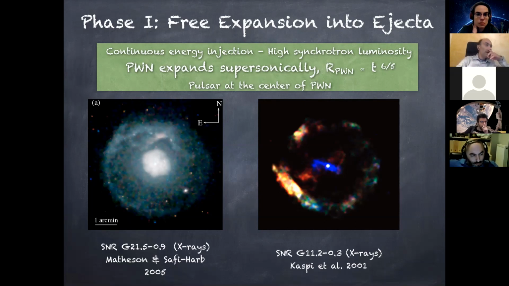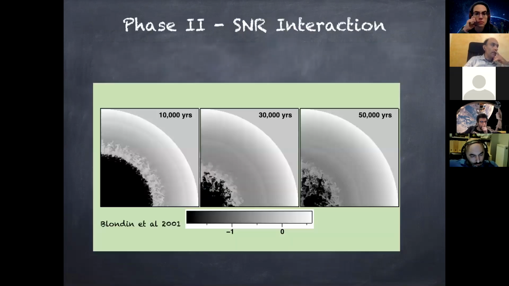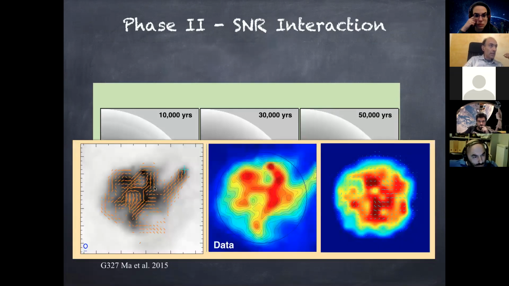So this is what happens when a PWN, the black stuff here, the low density stuff, interacts with the supernova remnant. And you see that there is lots of turbulence getting driven and lots of mixing. We do see systems where this happens. This is one old system where you have the pulsar that's here. This is a relic PWN observed in radio. This is about 11,000 years old, these systems.